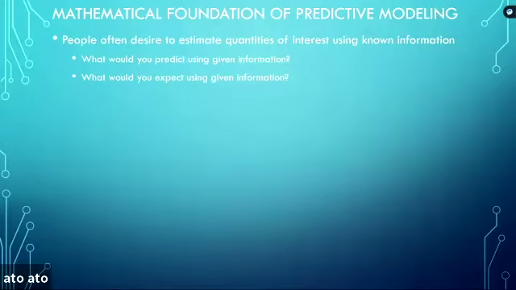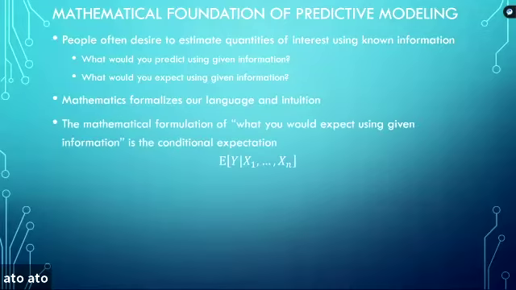I've handed you the predictor variables. What do you think is going to happen? What would you expect? Well, it's always mathematics to the rescue, because mathematics formalizes our language and our intuition. The mathematical formulation of what would you expect given certain information is what's known in math as the conditional expectation. It's what you would expect from Y, but not just the expected value of Y. It's what you would expect of Y given certain pieces of information, given your X's. And this itself is a random variable.